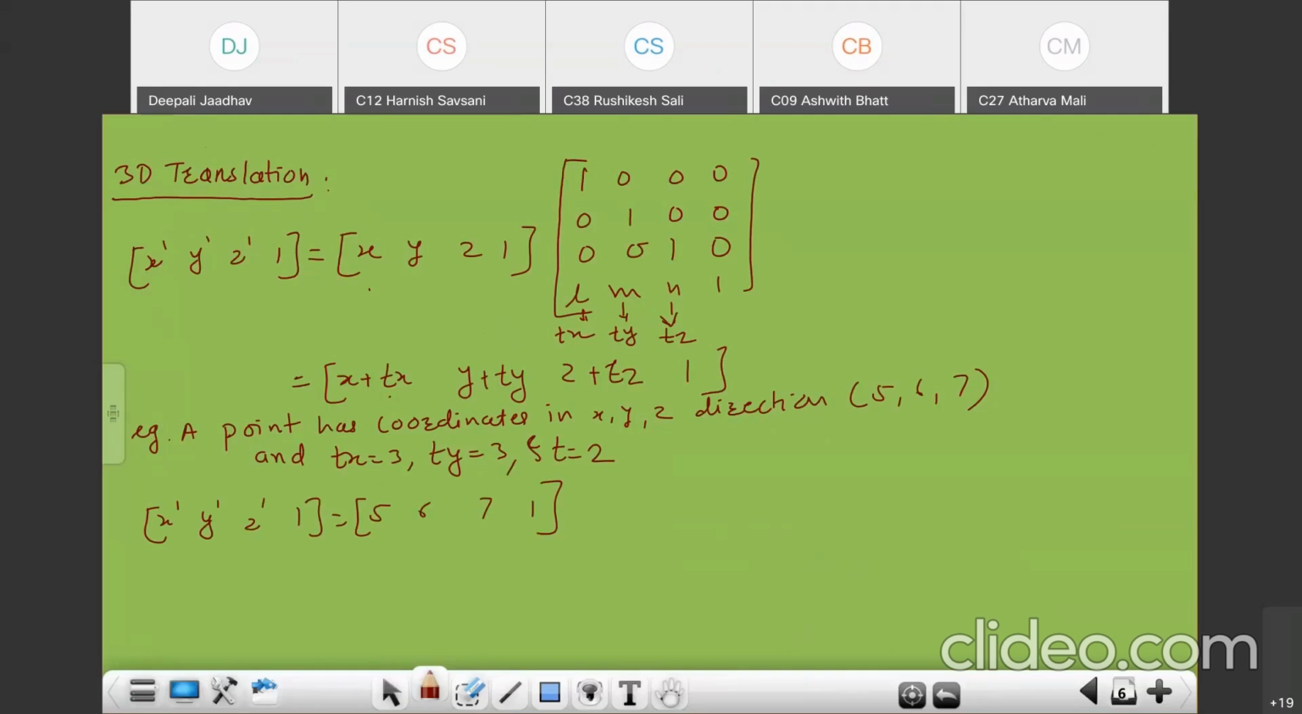The 1 indicates the homogeneous coordinate. Multiply with the transformation matrix: 1, 0, 0, 0, 0, 1, 0, 0. What are tx, ty, tz? 3, 3, and 2. So 3, 3, 2, 1. Now multiply this with this transformation matrix. What result will we get here? X plus tx, y plus ty, and z plus tz. And at last, the homogeneous coordinate 1 is 1.